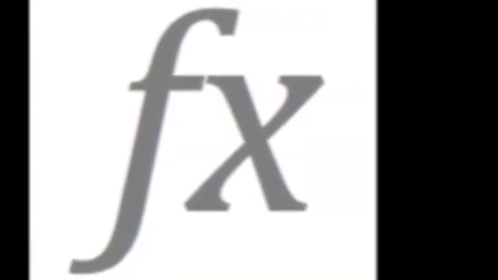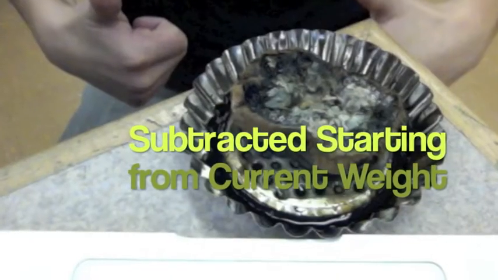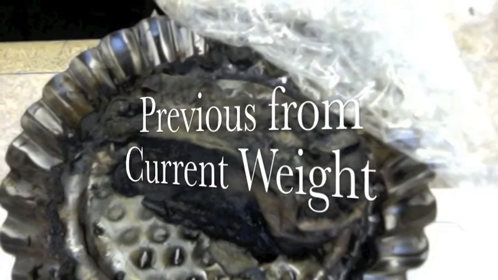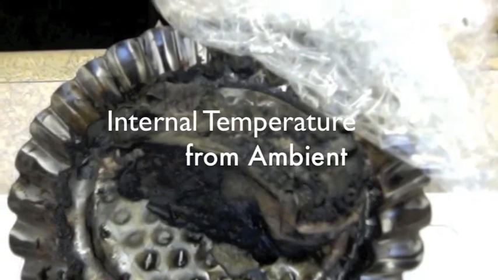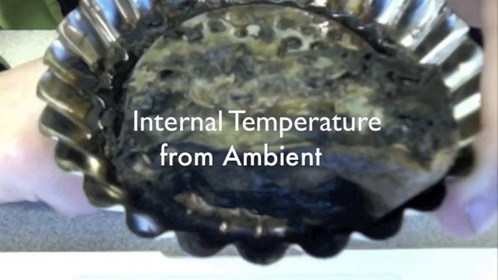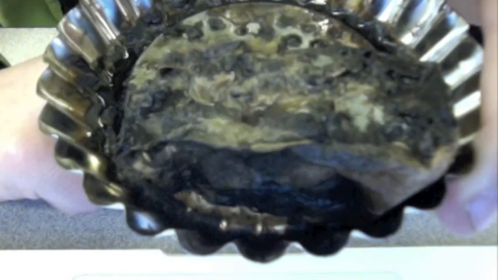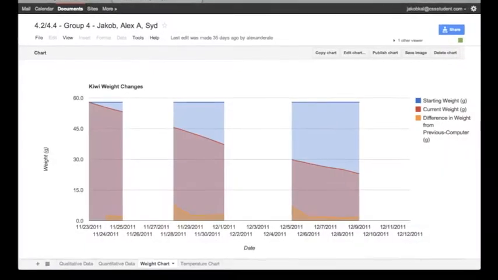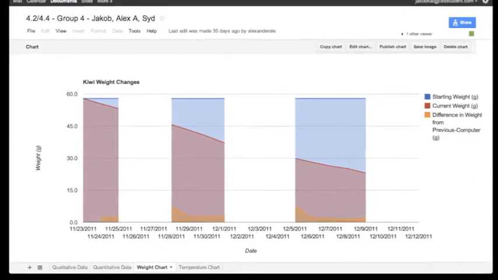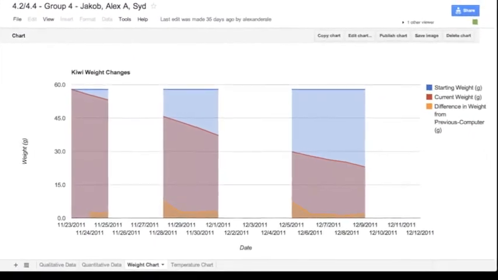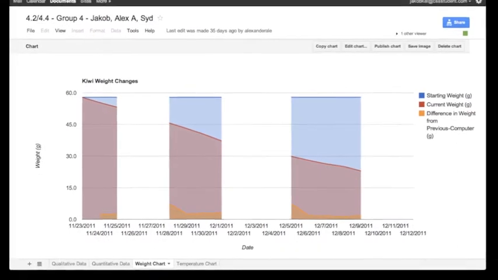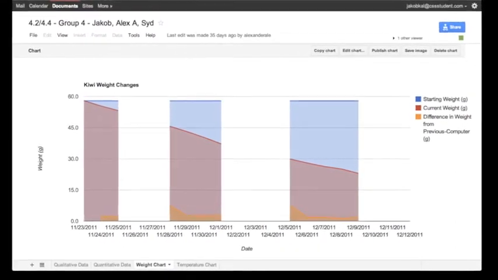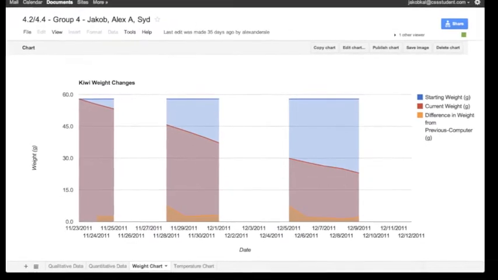We did all this by using formula buttons. We subtracted our starting weight from our current weight, our previous weight from our current weight, and we subtracted our internal temperatures from our ambient temperature. The reason why we did this was to make sure our info was accurate. The blue line in the weight chart is the starting weight. The red line is the fruit's current weight. The yellow lines are the difference in previous weight. The blank spaces are when we didn't record our data. Those days were the weekends.